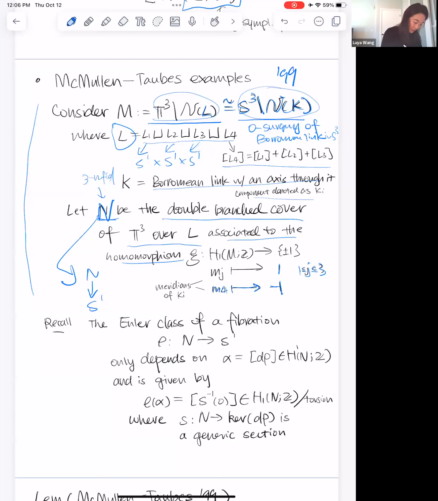So you have this fibration, and then recall that the Euler class of a fibration only depends on the homology class of this d rho, the derivative.